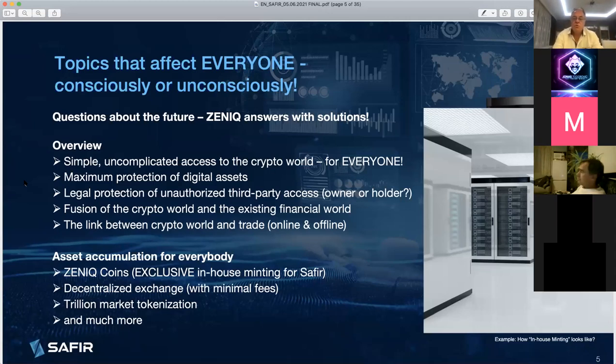Since you are the owner and the holder of your ZENIQ coins, which you are producing on a daily basis, it gives you the access to it, and it also takes out the KYC procedure. So the fusion between the crypto and the financial world all of a sudden becomes very simple, very easy to access. It's all based on the ZENIQ coin, which is the platform token and the exclusive in-house minting services provided by Sapphire. Connected also to our decentralized exchange and to the trillion-dollar market of tokenizations and way much more, which we will go through in the presentation.